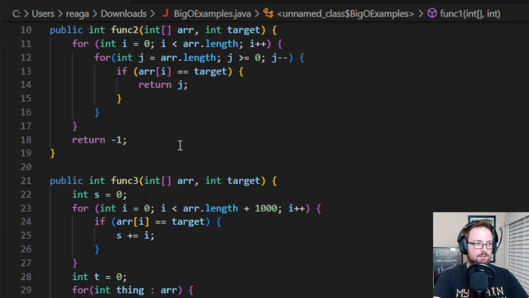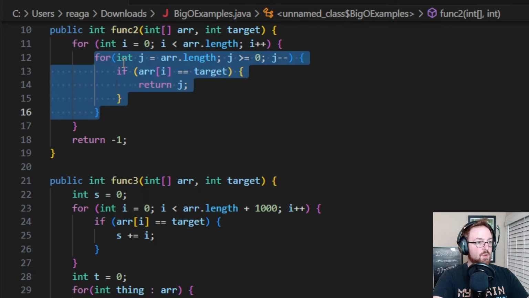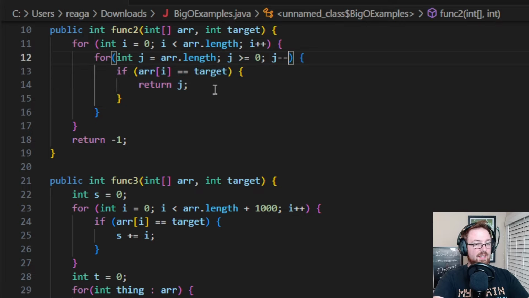Again, feel free to pause it if you want to take a second and figure out what exactly this does. What do you think the big O for this is? If you said big O of n squared, you would be correct, because we've got a for loop, and this for loop goes over the entire array from start to finish, one by one. And then we've got a second for loop, which goes over the whole array from finish to start, one by one. That's the tricky part of this.